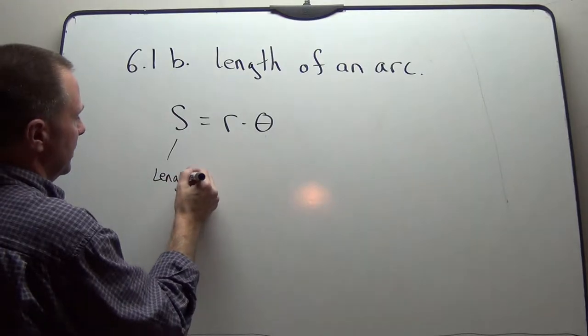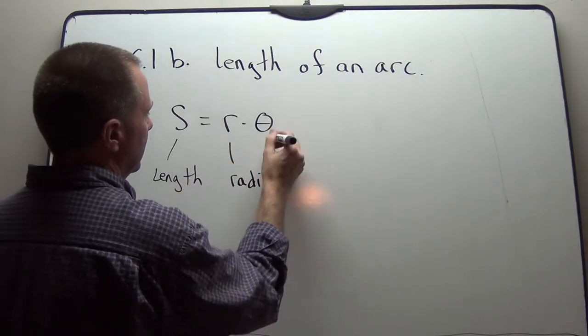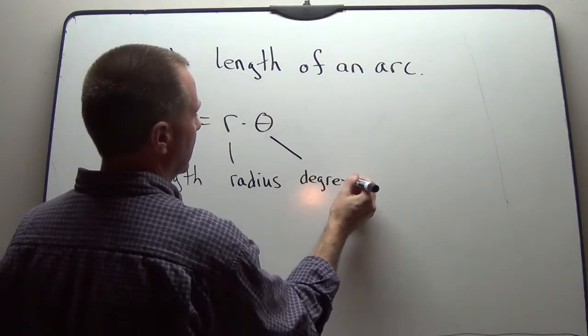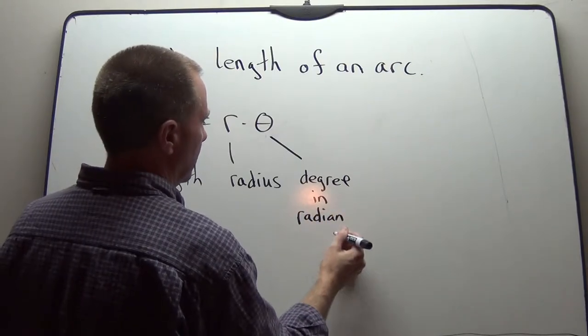So let's just write this down. Length, radius, and this is your degree in radian measure.